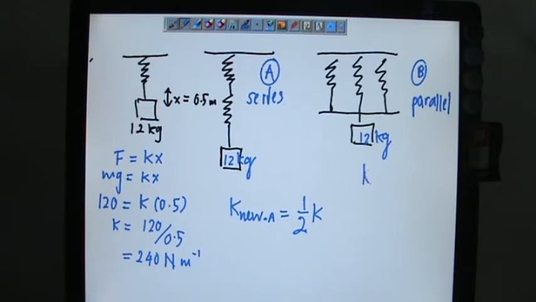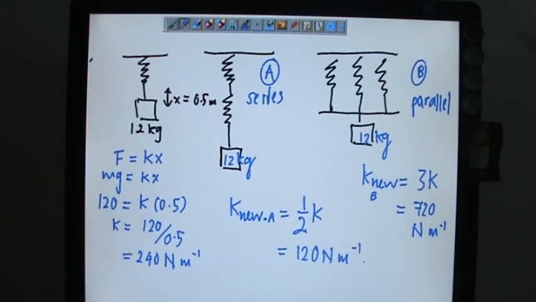But as for this one, it is getting stiffer, times 3, because there are 3 springs like this. K new for B, so here you should have a value of 720 Newton per meter. This one is half. If here there are 4, it will be 1 over 4. If it's 7, it's 1 over 7. So half of the original stiffness is 120 Newton per meter.